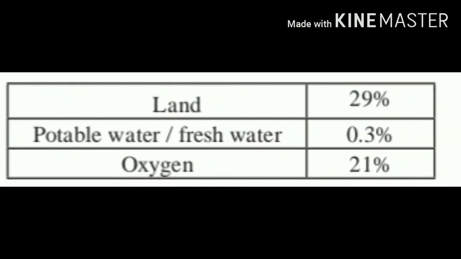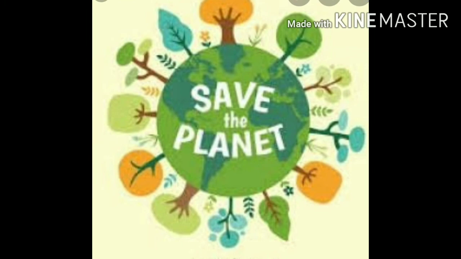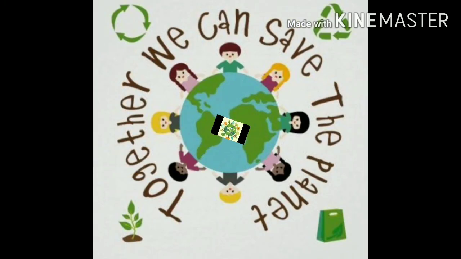The following table shows that we have these resources like land, water and oxygen in a very less proportion. So, we must use these resources judiciously with the awareness that they are meant for all living organisms and not just for mankind.